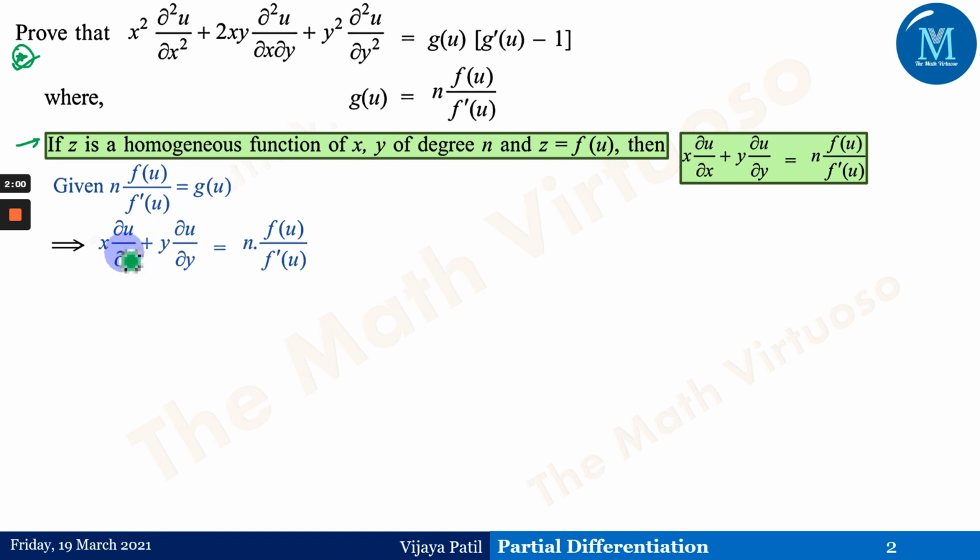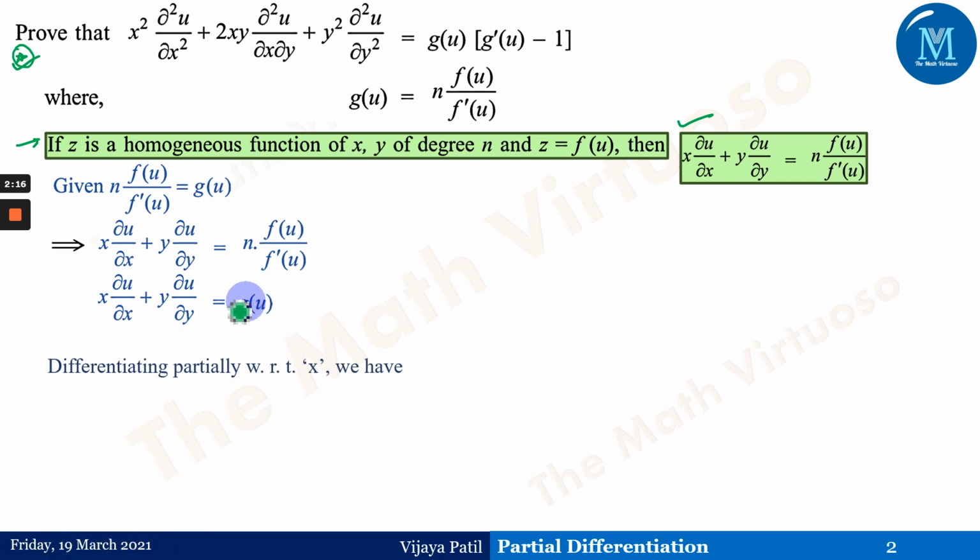Using this deduction, we can write x ∂u/∂x plus y ∂u/∂y is equal to n into f(u) upon f'(u), and this n into f(u) upon f'(u) is nothing but g(u). Say this is equation number 1. We'll be differentiating equation number 1 with respect to x.